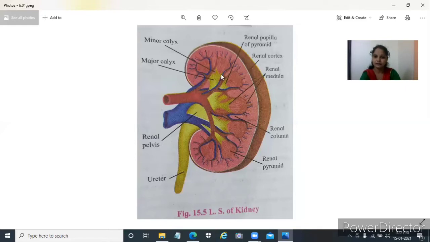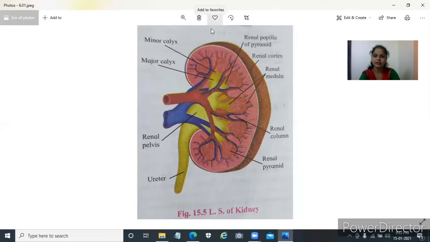Whatever filtrate is formed is collected into the renal pelvis. It is a hollow structure. The renal pelvis continues into the ureter, which leaves the kidney from the hilus region. So this part is related to the LS of the human kidney.